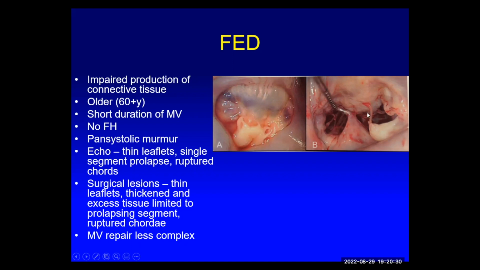Here is the same valve, but without the water. And you can see on the assessment with the nerve hook, we can see the snapped chordae and the parts of the valve that are prolapsing.